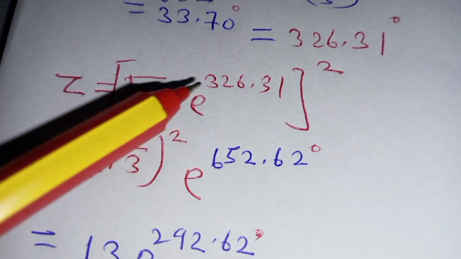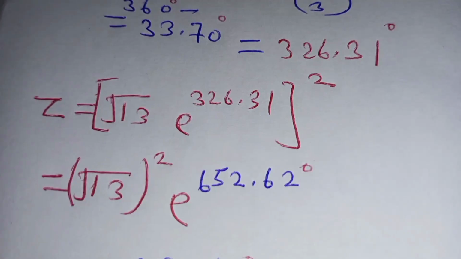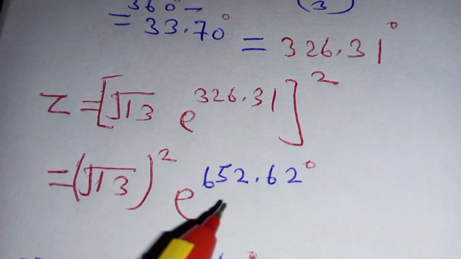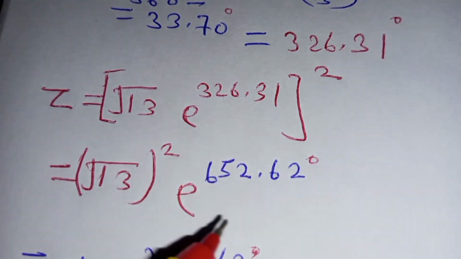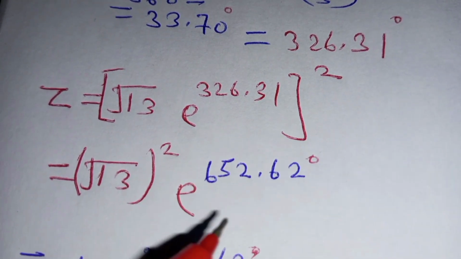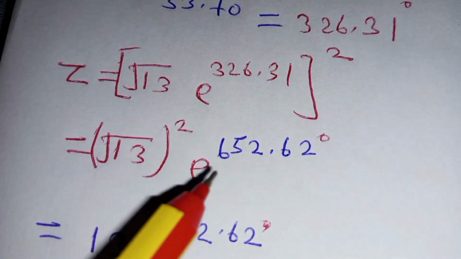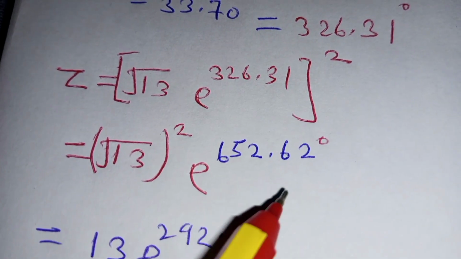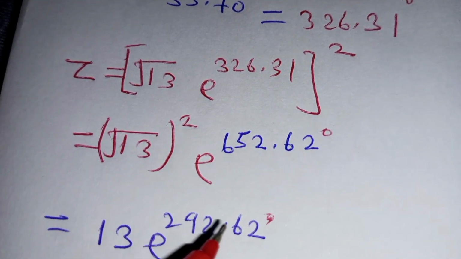When you multiply this exponent here times 2, it is going to give you 652.62. Now, there is one circle here, so you subtract 360 degrees from 652.62. When you subtract, you are going to obtain 292.62.